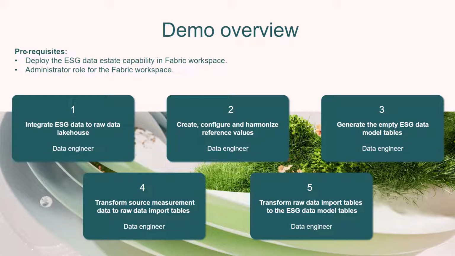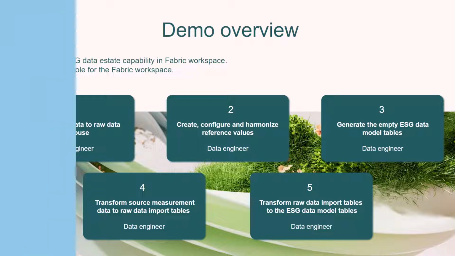Then we'll see how reference data can be deployed to the processed ESG data lakehouse. We'll also see how to configure the reference data files and mapping JSON files. In the next step, we'll create the empty ESG data model tables in the processed ESG data lakehouse. Next, we'll create a simple data flow to transform the source ESG data from the ingested raw data lakehouse to the raw data import tables in the processed ESG data lakehouse. Finally, we'll run the stage 2 transformation notebook to transform the data from the raw data import tables to the ESG data model tables.